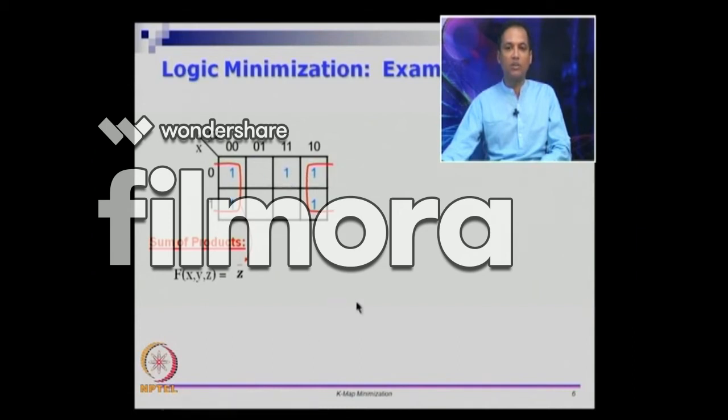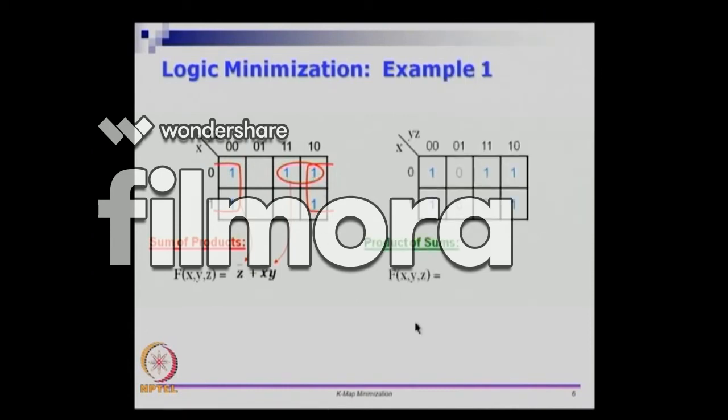I have to group that also. When I do that, I get the term X bar Y, because it is in the row X complement, but it is across two columns where Z is flipping but Y is constant at Y, it is X bar Y. So it is Z bar plus X bar Y. If you want the same thing in product of sums, you group the zeros together.